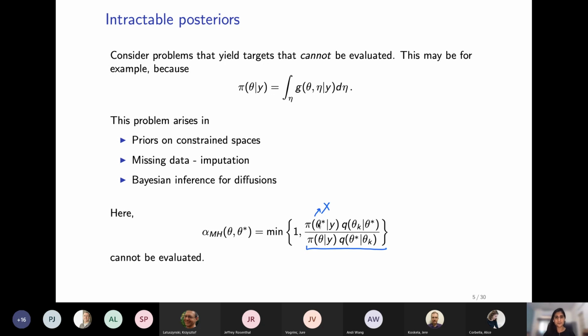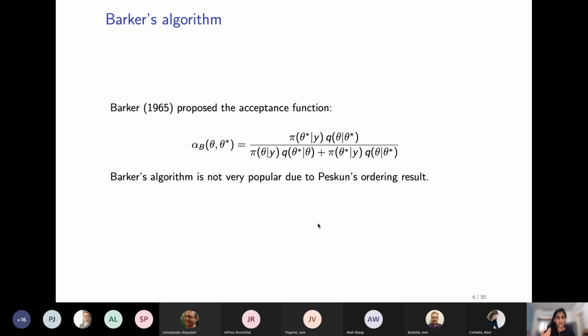And in comes our first protagonist, which is Barker. So instead of the alpha MH acceptance probability in a generic accept-reject based MCMC algorithm, we can use alpha B, which is Barker's acceptance function, which is this reasonably well-known form here. This alpha B, the acceptance here, is naturally less than alpha MH, and that's one of the reasons that it's not as popular as Metropolis Hastings. And that's because there is a natural ordering in the asymptotic variances as a consequence of Peskun's ordering result, which I'll take a quick detour to explain a little bit.